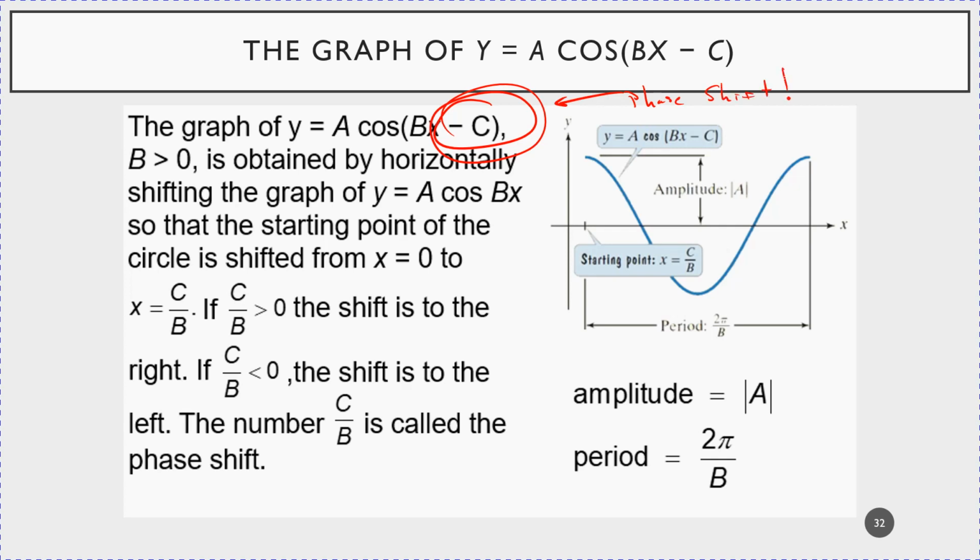It is obtained by horizontally shifting, so horizontally moving it this way, the graph of y is equal to a cosine of bx, so that the starting point of the cycle is shifted from x is equal to 0. So the new starting point is x is equal to c divided by b. If c divided by b is greater than 0, you shift to the right. If c divided by b is less than 0, you shift to the left. And this number c divided by b is called the phase shift. So we have amplitude, period, and now phase shift.